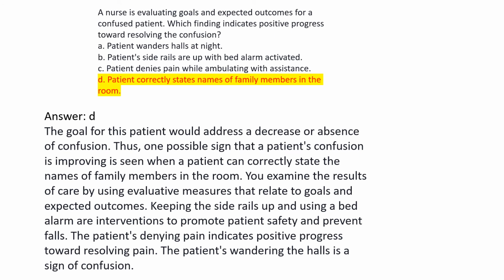Answer: D. Patient correctly states names of family members in the room. The goal for this patient would address a decrease or absence of confusion. Thus, one possible sign that a patient's confusion is improving is seen when a patient can correctly state the names of family members in the room. You examine the results of care by using evaluative measures that relate to goals and expected outcomes.